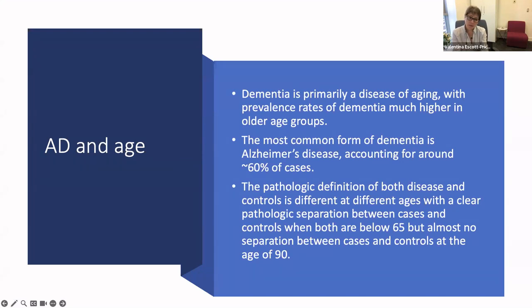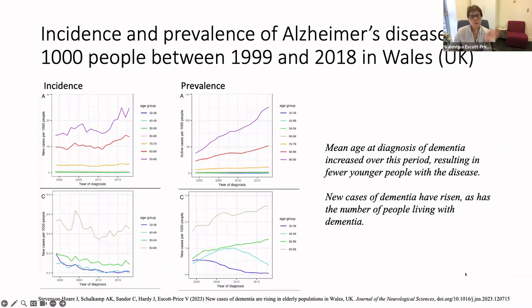What is interesting about Alzheimer's disease is that the pathologic definition of both cases and controls is different at different ages. It's also a known fact. There is a very clear pathologic separation between cases and controls when they are below 65 on the brain scans, and not so clear a separation when they are at age 90 between cases and controls with Alzheimer's disease.